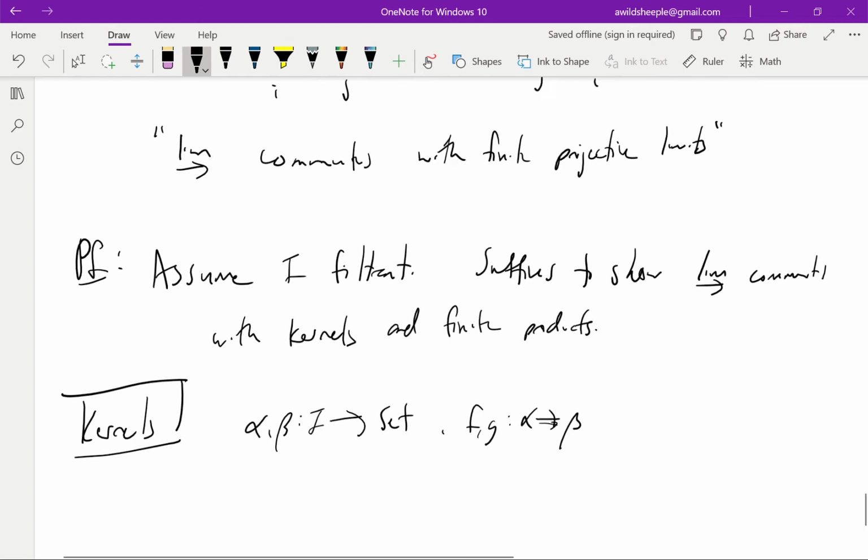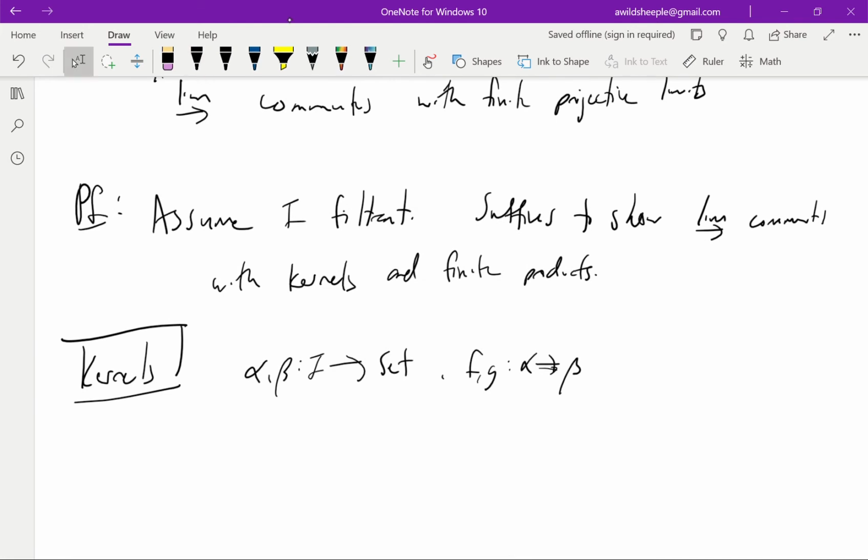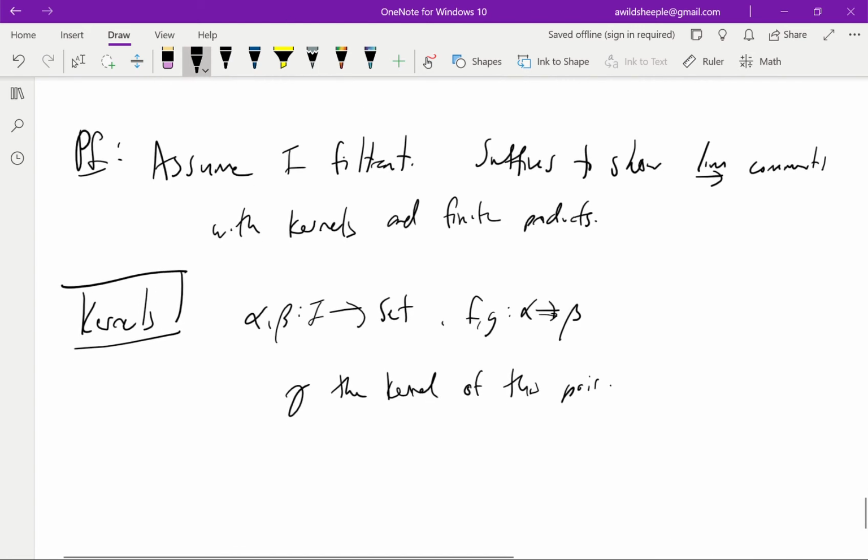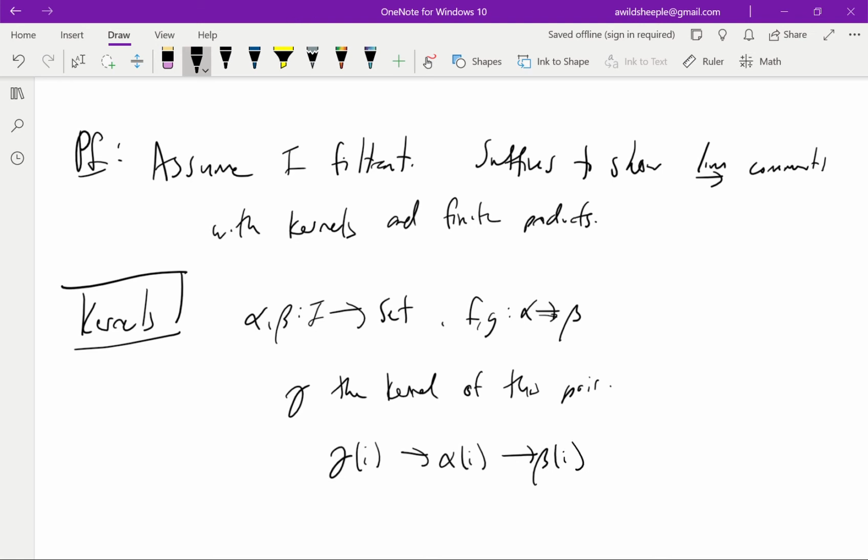Now let gamma be the kernel of this pair. And recall what that means from 2.4 or whatever, 2.3. Gamma, the kernel of this pair. Then we have exact sequences. That's what this means. We can go gamma I to alpha I to beta I.